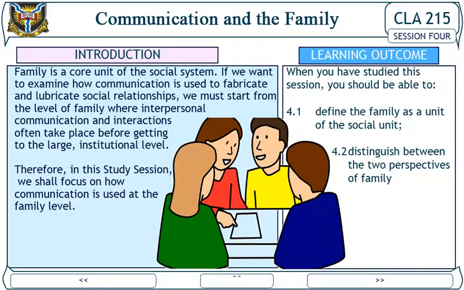Introduction. Family is a core unit of the social system. If we want to examine how communication is used to fabricate and lubricate social relationships, we must start from the level of family, where interpersonal communication and interactions often take place before getting to the large institutional level. Therefore, in this study session, we shall focus on how communication is used at the family level.